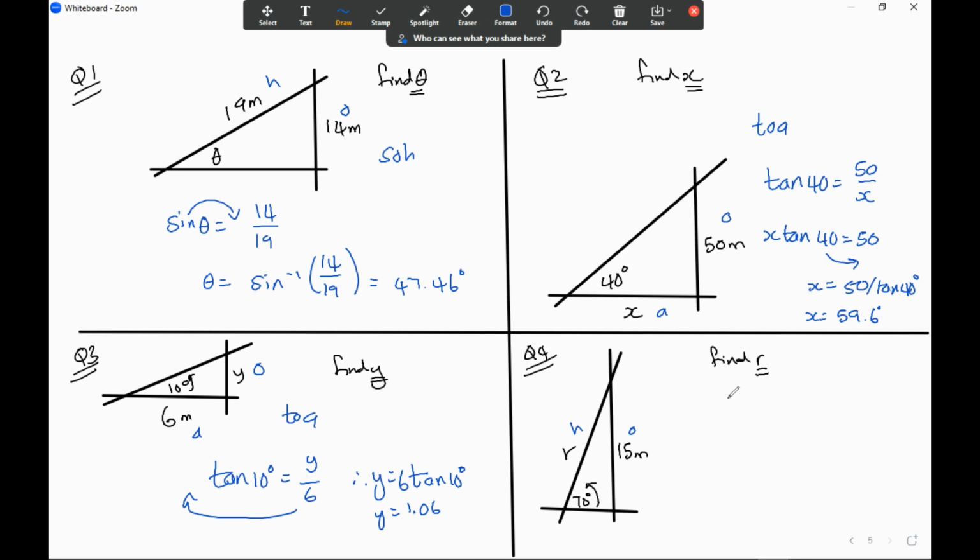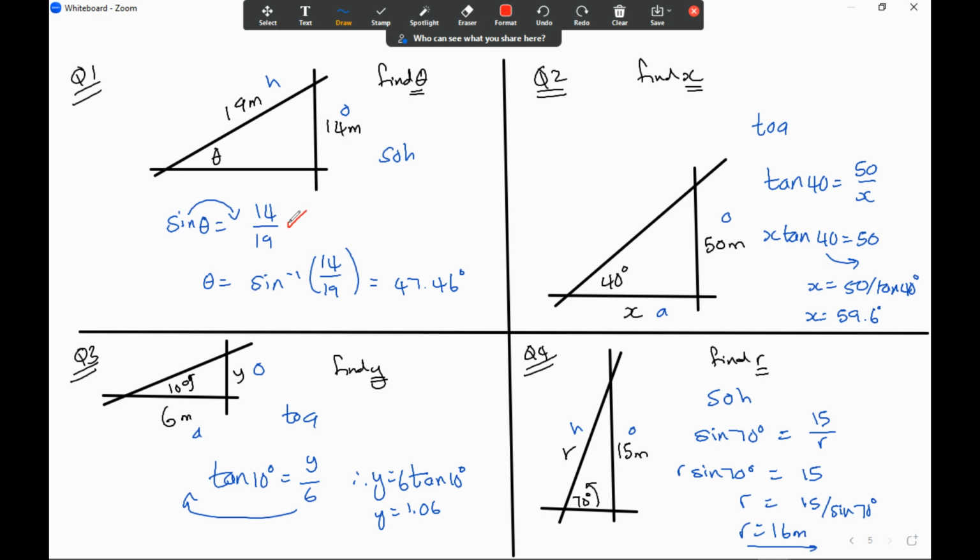Then I have opposite and hypotenuse, so with O and H, sine of 70 equals 15 over r. The unknown is at the bottom again. Move the r to the left-hand side, multiplying both sides, then divide by sine 70, leaving r alone on the left-hand side. Put that on the calculator. 15 over sine 70 comes to 15.9, which is about 16 meters. With 3 significant figures, that actually ends up as 16.